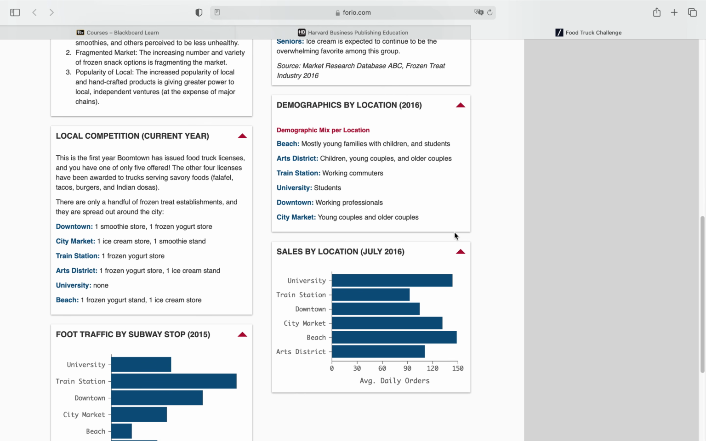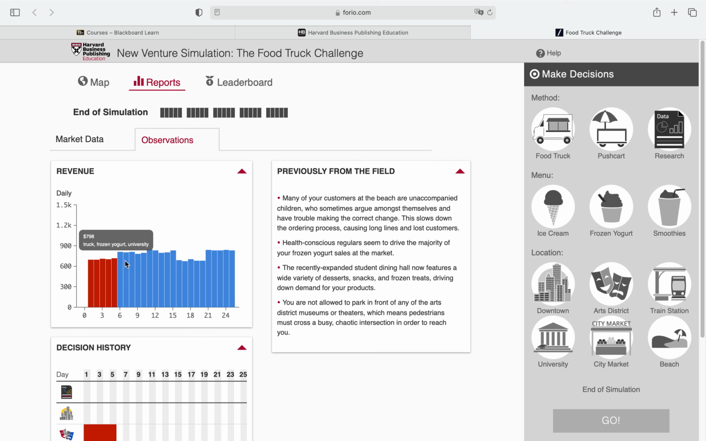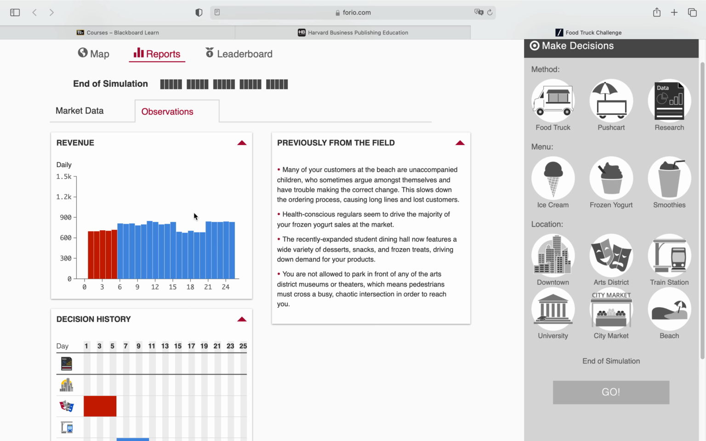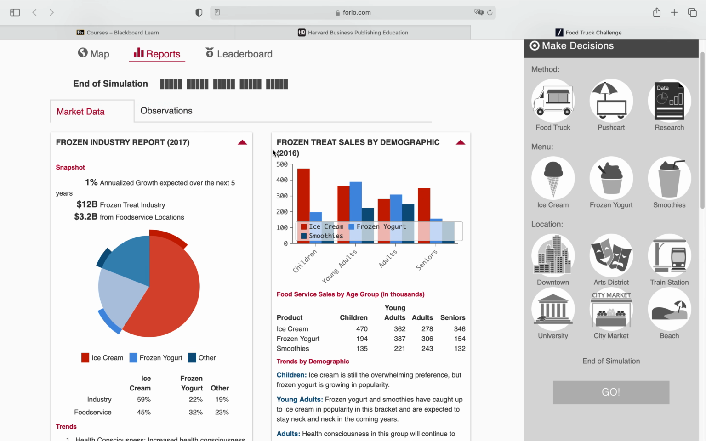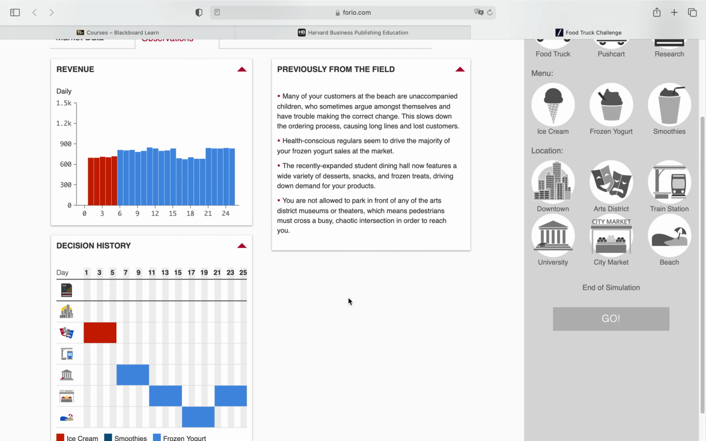So with that being said, let's go back to the observation. As you can see, that gave me a little increase in overall revenue. I feel like because I analyzed the report well, that provided the right strategy to implement at this specific location. And by the way, the feedback I was getting is right here. It says the recently expanded student dining hall now features a wide variety of desserts, snacks, and frozen treats, driving down demand for your product.